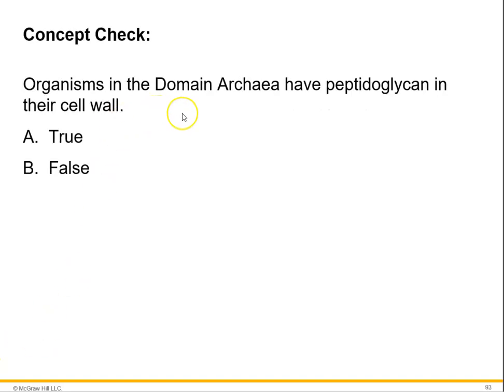Okay, organisms in the domain archaea have peptidoglycan in their cell wall. True or false? Well, remember, this is archaea, and only bacteria have peptidoglycan, so this one is false.